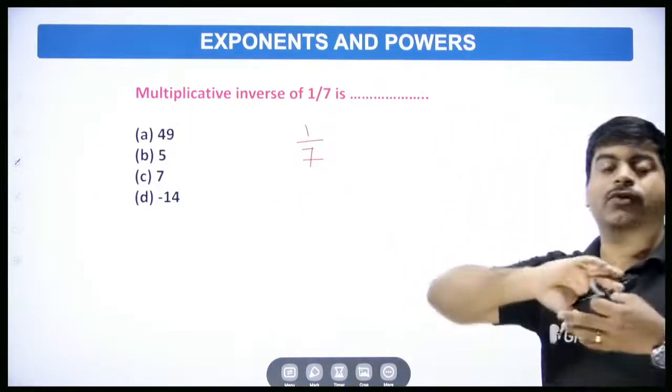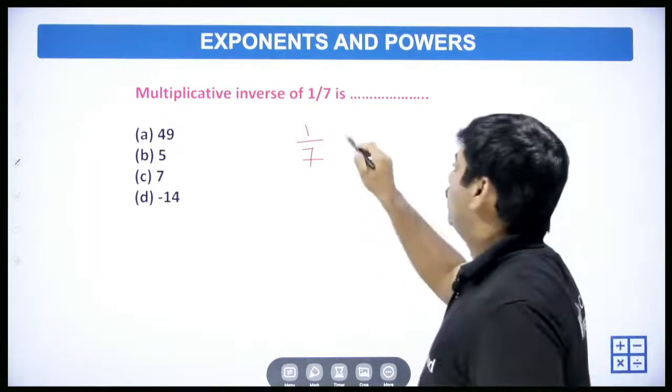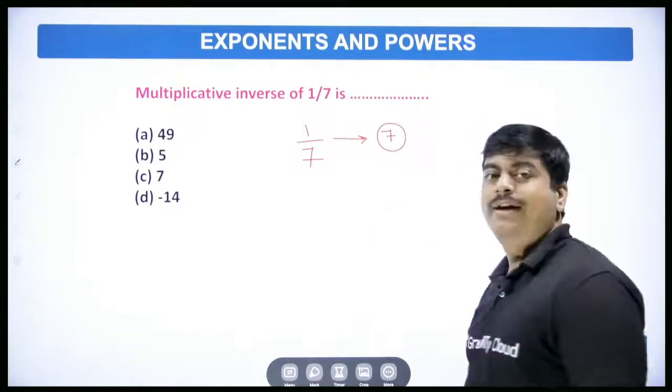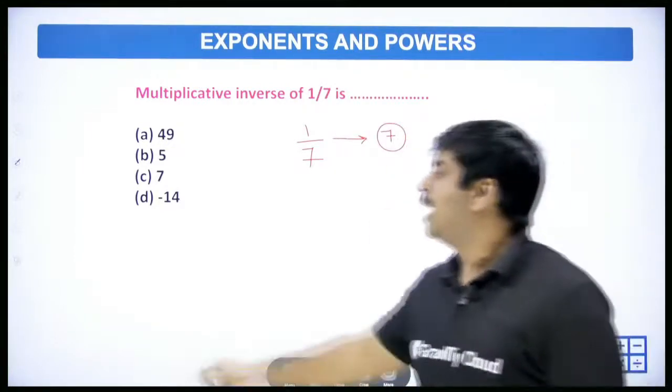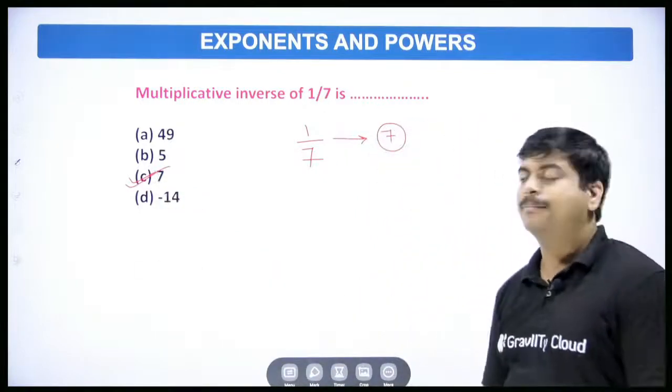Multiplicative, that means we need to find the reciprocal. So the reciprocal of 1 by 7 is 7. Okay, so option C is the correct answer.